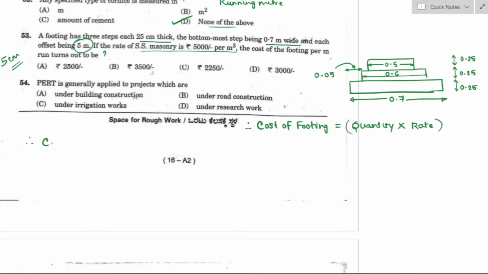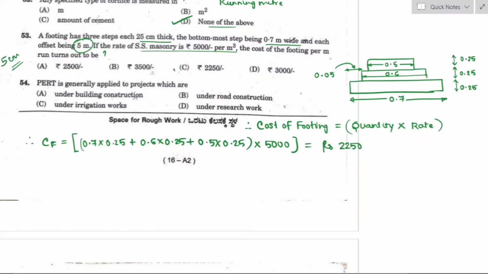So cost of the footing is equal to quantity of the 3 steps in the footing. First step is 0.7 meter by 0.25 meter plus 0.6 meter by 0.25 meter plus 0.5 meter by 0.25 meter. This is the total quantity of the footing multiplied by its side stone masonry rate of 5000 per meter cube. So the total cost of the footing will be rupees 2250. Option C is the right answer.